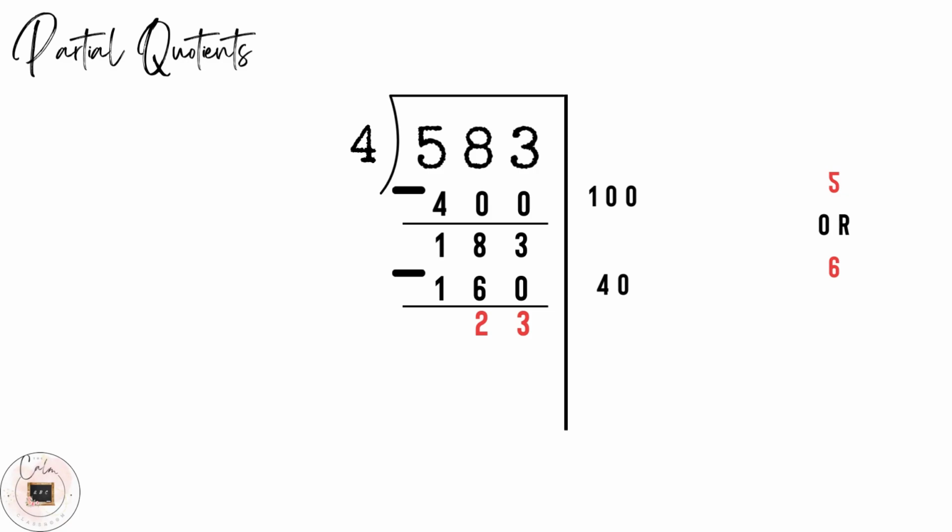We need to find a friendly number that 4 can multiply by to get us close to 23 without going over. So let's try 5 or 6. 4 times 5 is 20. Okay, that will work. Let's see if we can get even closer. 4 times 6 is 24. That's really close, but it goes over, so we can't use 6. We have to stick with 5.